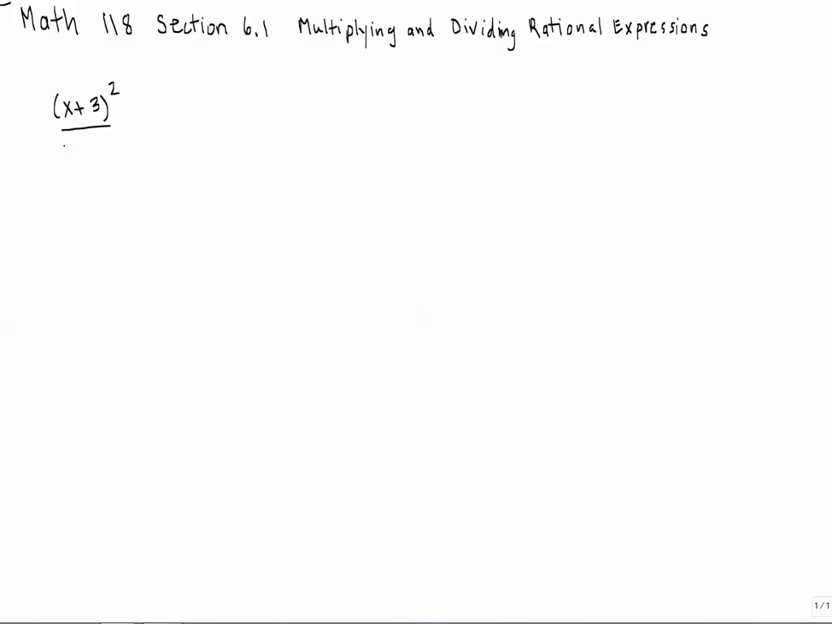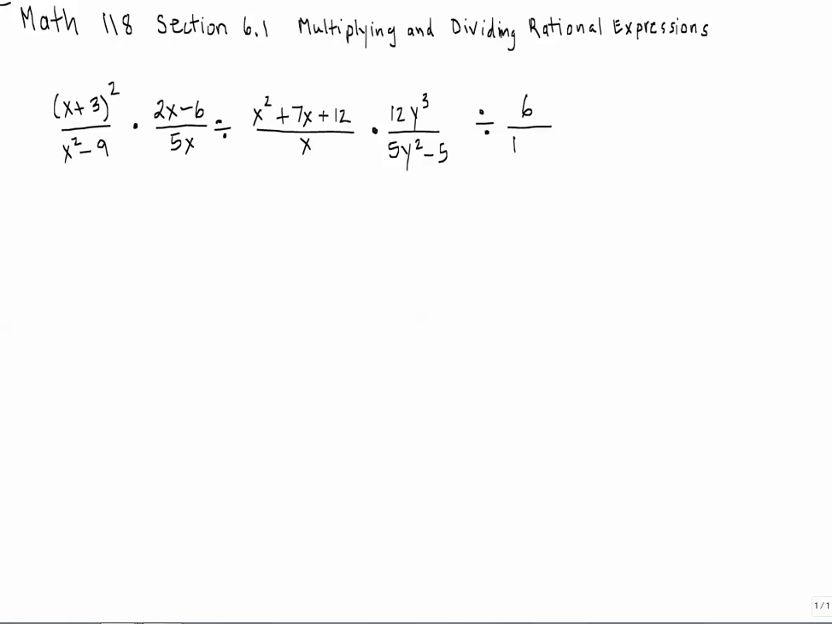The quantity (x plus 3) squared over x squared minus 9, times 2x minus 6 over 5x, divided by x squared plus 7x plus 12 over x, times 12y to the third over 5y squared minus 5, divided by 6 over 1 minus y.